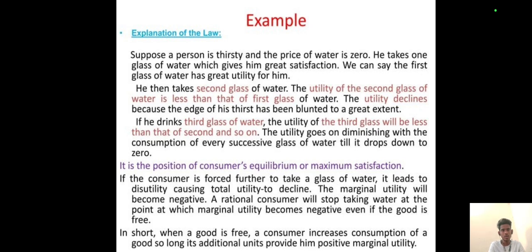In short, when a good is free, a consumer increases consumption of a good so long as its additional units provide him positive marginal utility. This is the explanation of the law of diminishing marginal utility.